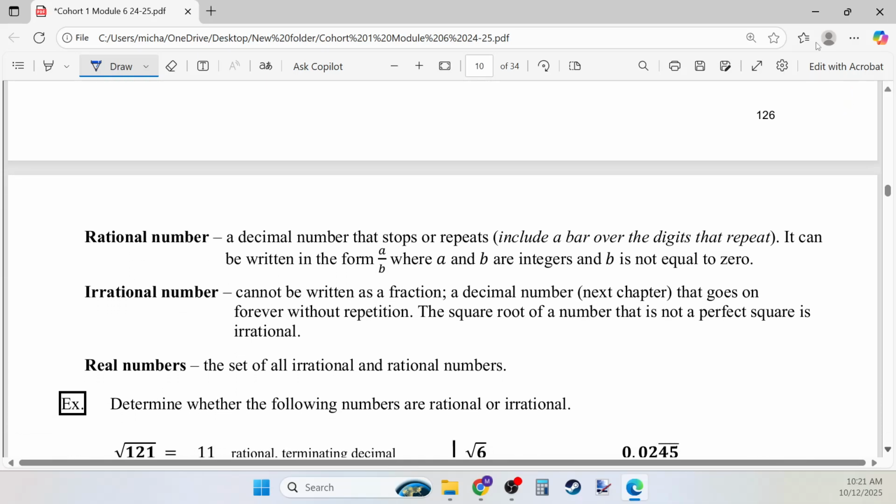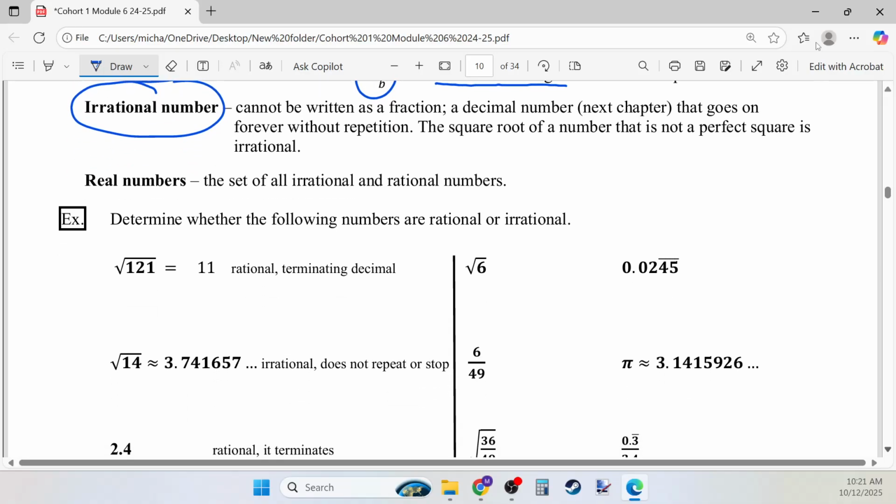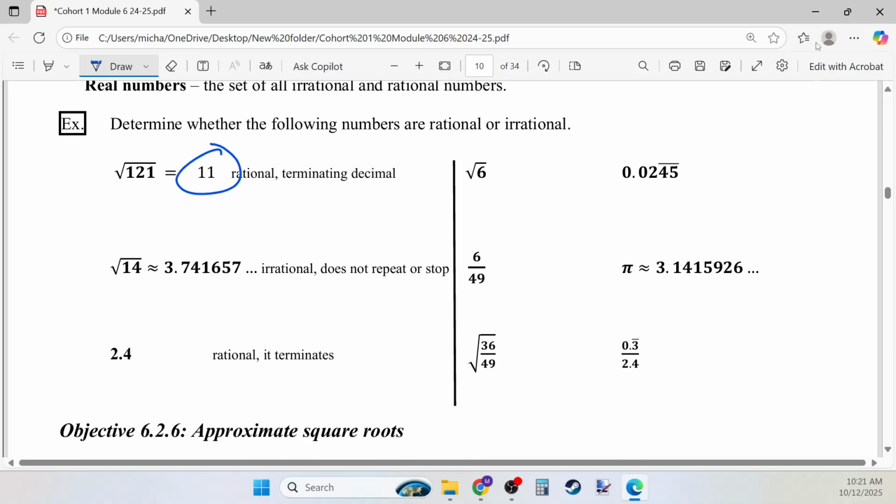Okay, let's keep going. Rational numbers are any numbers that can be written as a fraction where the numerator and denominator are integers. Irrational numbers are numbers that can't be written that way. So this is a rational number. This is an irrational number.